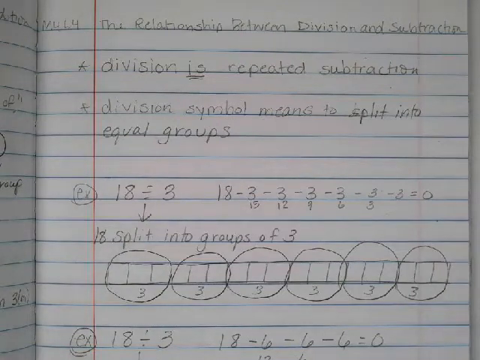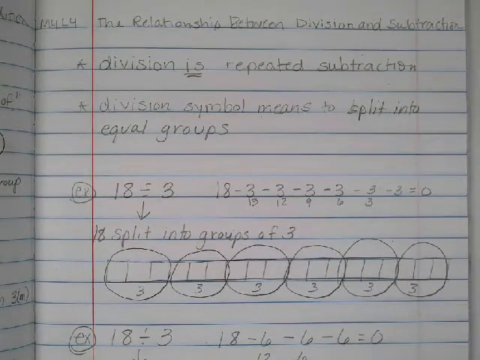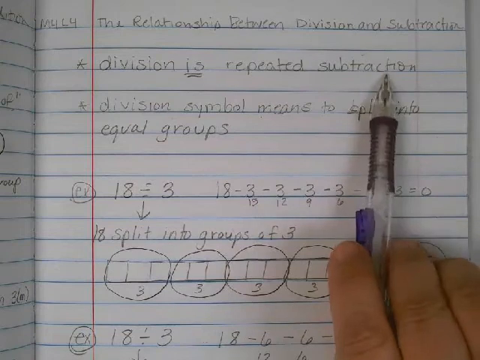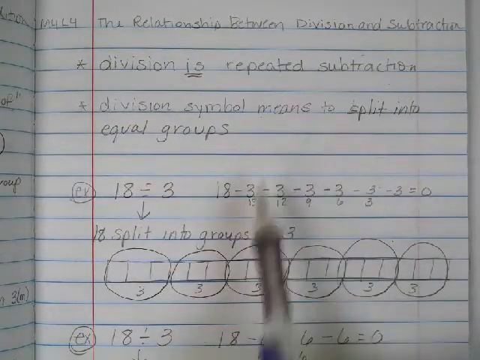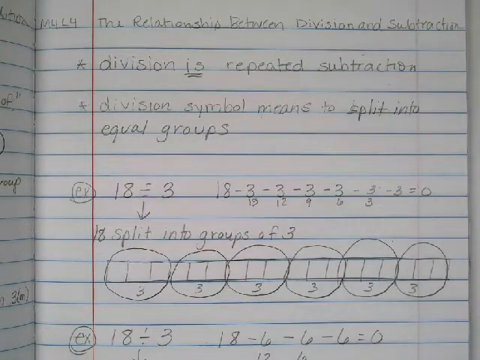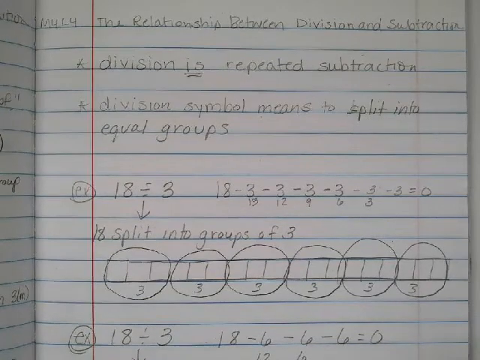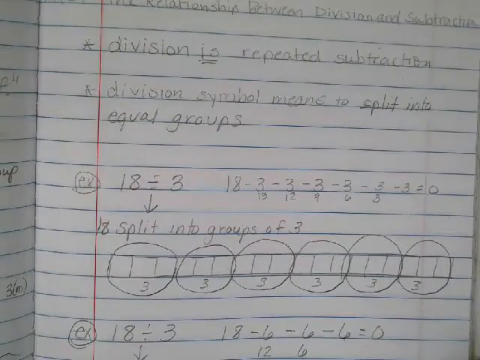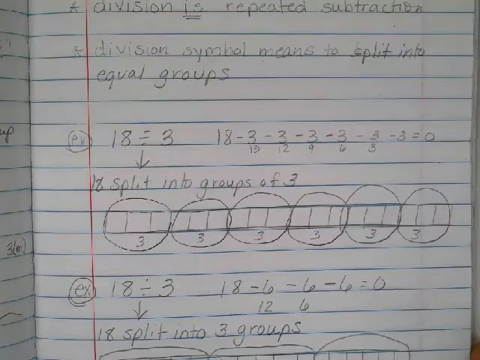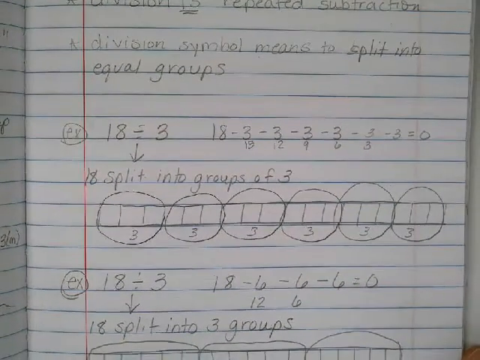Today's lesson is Module 4, Lesson 4, the relationship between division and subtraction. We're going to start our notes off today with just a review of division. And remember that division is repeated subtraction and that the division symbol means to split into equal groups. I just want to give a reminder that you can pause and rewind this video as often as you need to make sure that you're able to get everything written into your notebook.